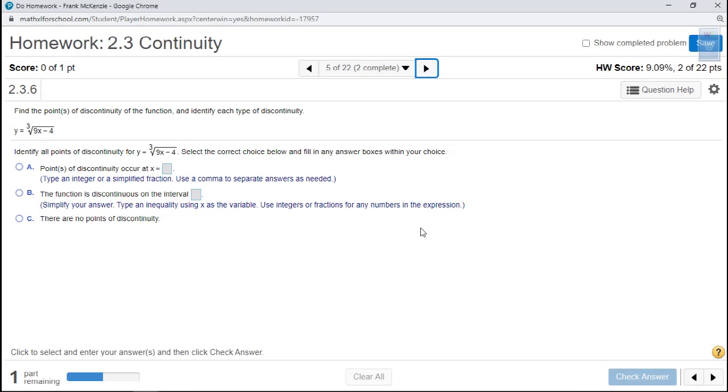All right, another one here, except for this is not a square root, this is a cube root. Still the same type of problem. Use what you know about cube roots.